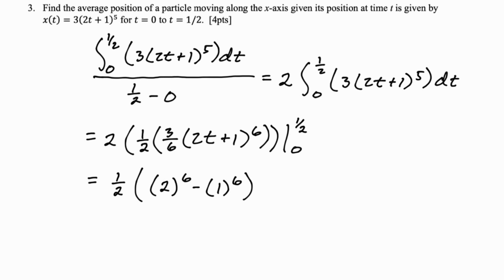So 2 to the 5th, I don't know why 2 to the 5th always is stuck in my head as being 32, but 2 to the 5th is 32, so 2 to the 6th is 64. So we have 1/2, and then we will have 64 minus 1. So we actually just get 63 over 2, and I'm just going to leave that because it's not going to get better. All right, so that's our average position. Let's take a look at the next one.